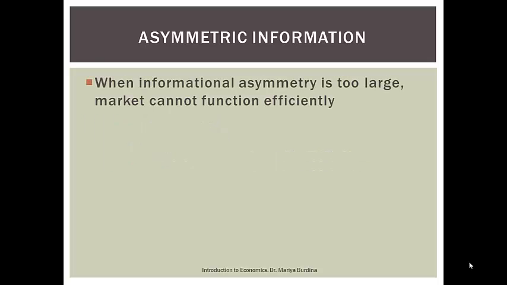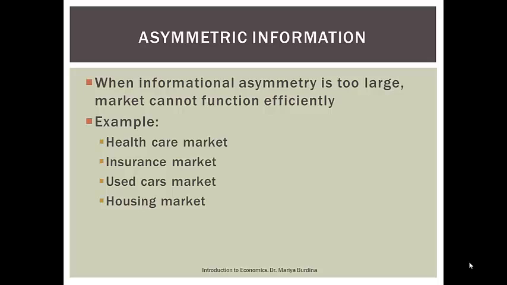So we say that when information asymmetry is too large, markets cannot function efficiently. For example, healthcare market, insurance market, used car market, housing market. In each one of those markets, there exists informational asymmetry. In healthcare market, you and your doctor have different information. You and your insurance company also have different information. You know about your diseases, your insurance company may not necessarily know about that.